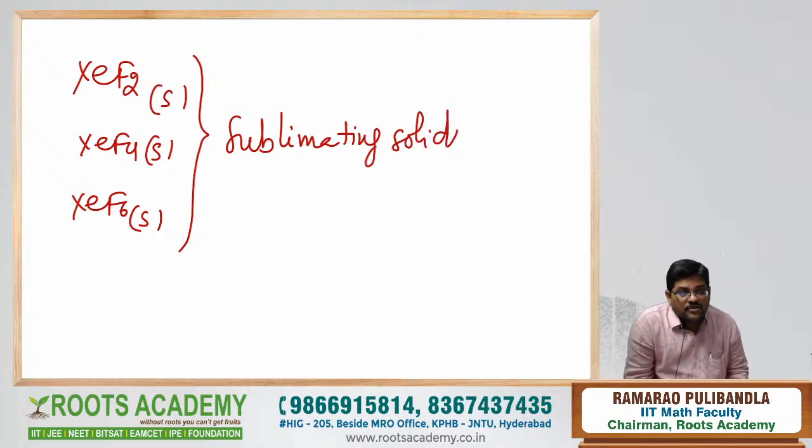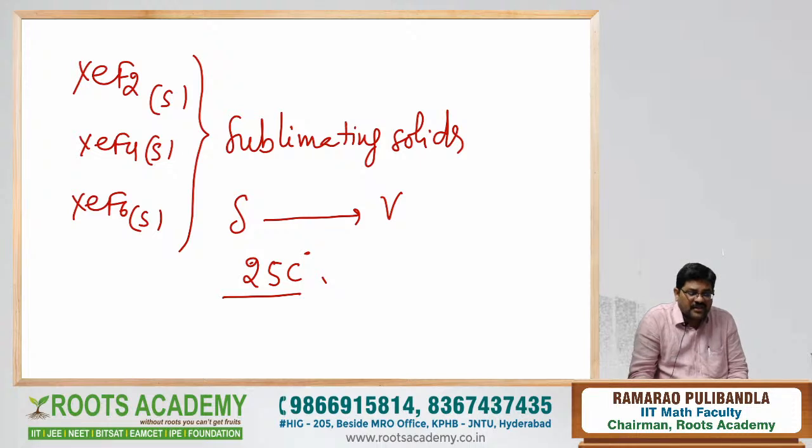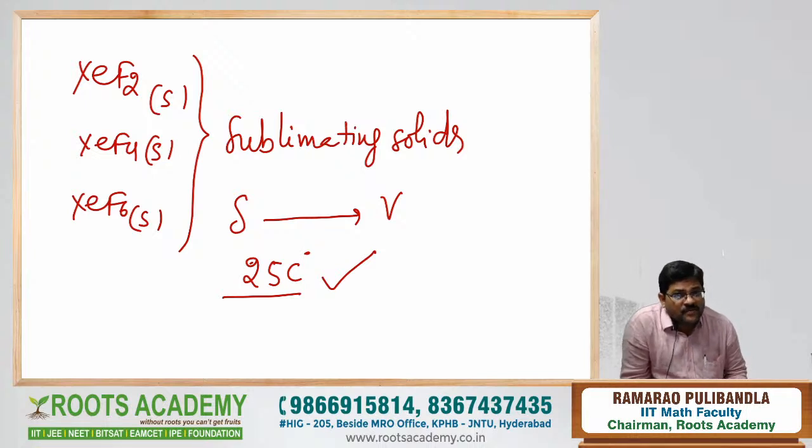You are very well known. So what are the examples of the sublimating solids? Sublimating solids means the solid on heating directly goes to the vapor state without going through the liquid state. That is the meaning of sublimating solids. So the solids are stable up to room temperature, so at 25 degrees only they are stable. One of the excellent bits was given 3 years back in the EAMCET examination. So xenon difluoride, xenon tetrafluoride, xenon hexafluoride are examples of sublimating solids. What is the meaning of sublimating solids?